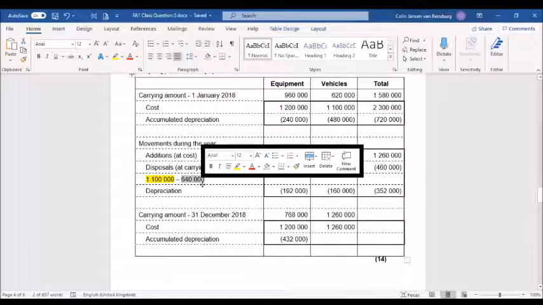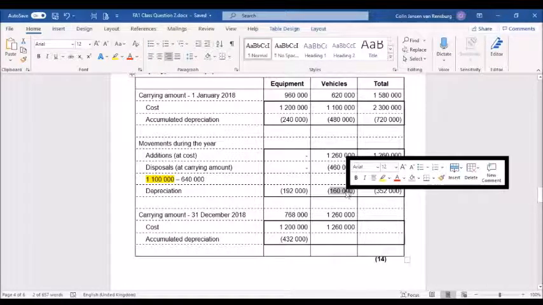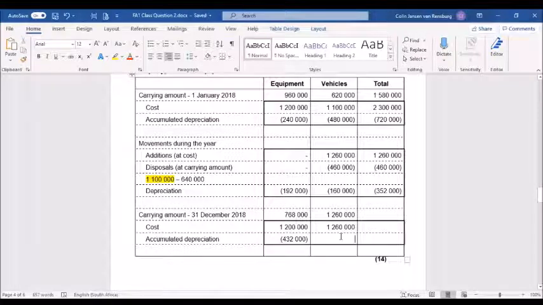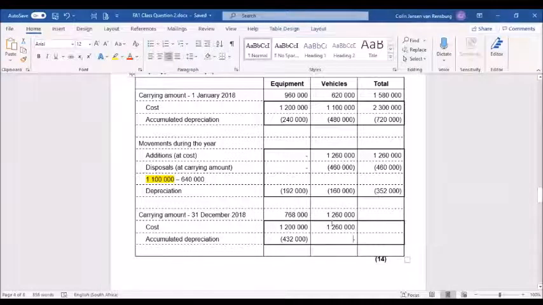So what does that mean? It now has a positive of 160,000. And then we have deducted the 160,000 again. So what is our balance at the end of the financial year? It is 0. So we are going to indicate that with a little dash. And again, ladies and gents, remember we must now go and double check whether this adds up. So we're going to take our cost at the end of the year minus the accumulated depreciation at the end of the year. That must also provide us with that carrying amount at the end of the year.